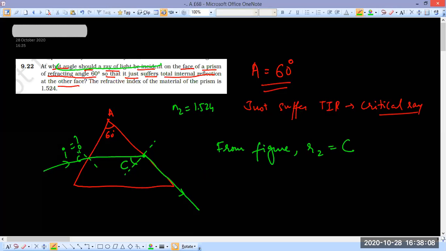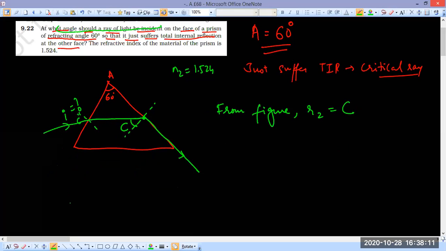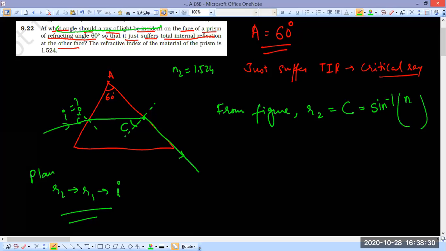See, the idea is as follows. Listen to this carefully. R2 is known; from R2 we can find R1, and from R1 we can find I. This is our plan. But first you should use the formula of the critical angle, right? See what has to be put here. Remember, light is going from denser to rarer, so here comes 1 and here comes 1.524.